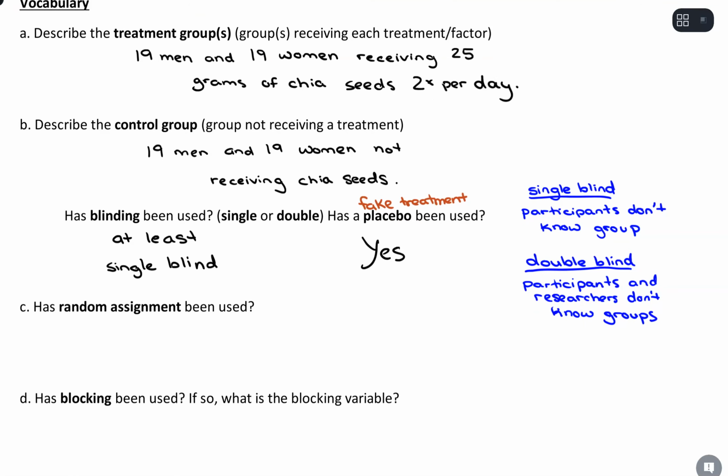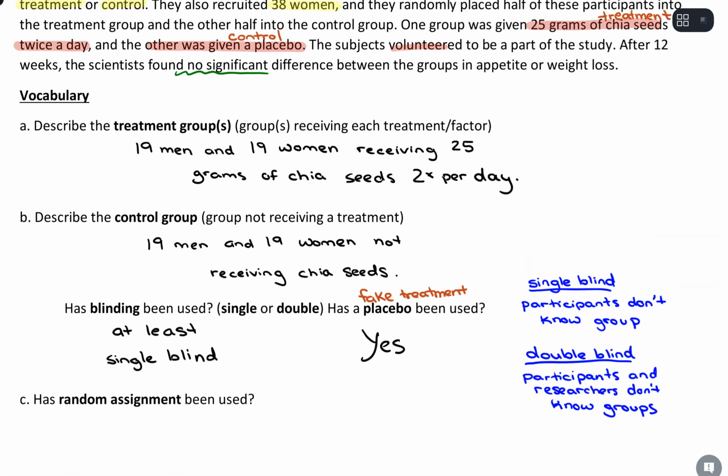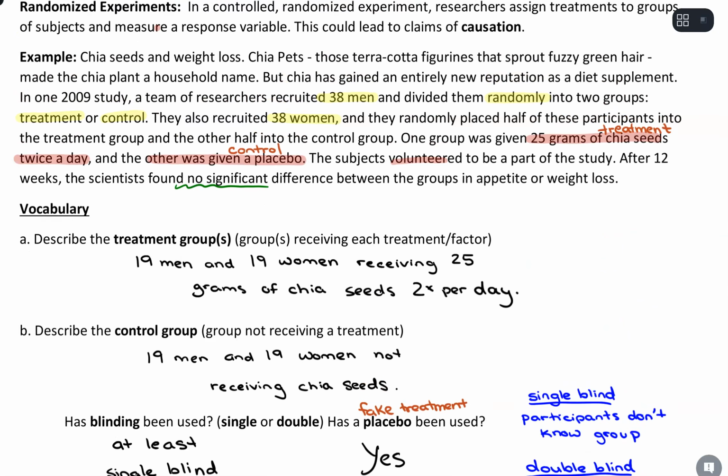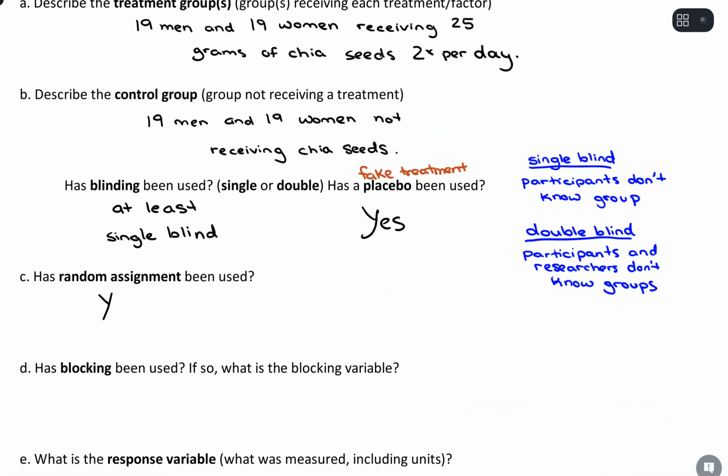All right, has random assignment been used? So what I want to do is make sure, and this is specific to separating the treatment and control groups, I want to make sure that was done randomly. That separation should be random in doing this. You wouldn't want people to choose which group they're in because that could affect the results. So as I have described before, I highlighted that it said divided them randomly into 2 groups, treatment and control. They did the same thing with women as well. So this right here does have random assignment.